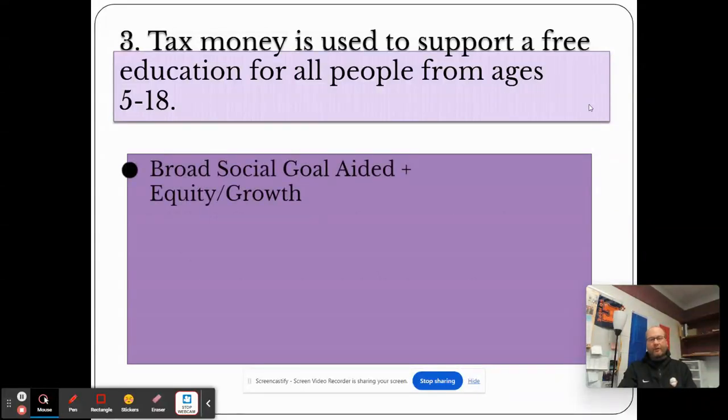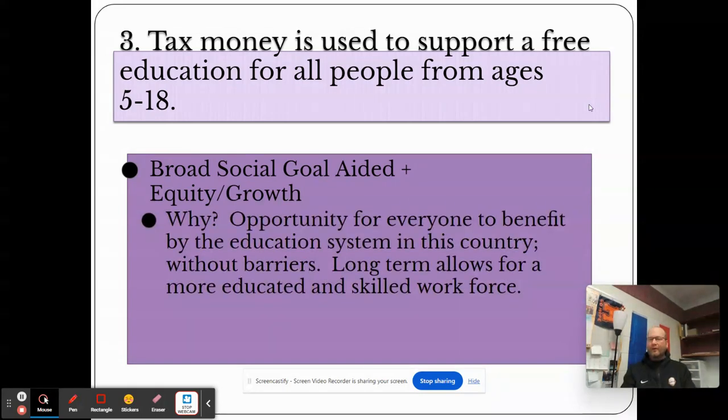Okay, equity and growth. Why? The opportunity for everyone to benefit by the education system in this country without barriers. Long term, it allows for a more educated and skilled workforce. So we've got more people that are being educated. Our workforce is going to be more skilled. We're going to be able to produce more and better products and services, goods and services. So hopefully then our GDP would go up and our overall living would be better. We'd have better products. We'd have less expensive products for us to purchase.